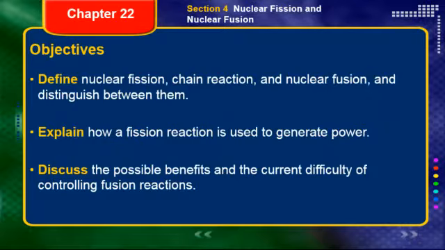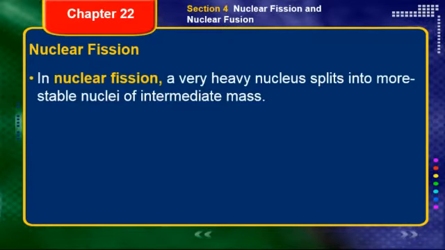I also want you to discuss the possible benefits and current difficulty of controlling fusion reactions. We cannot control fusion reactions at the moment. Too intensive criteria are required for fusion to take place, and we don't really have the measures in place to make that a controllable action. So let's start with nuclear fission.